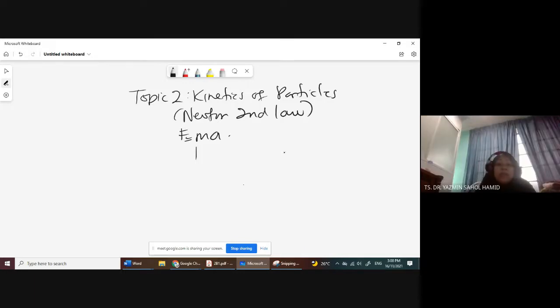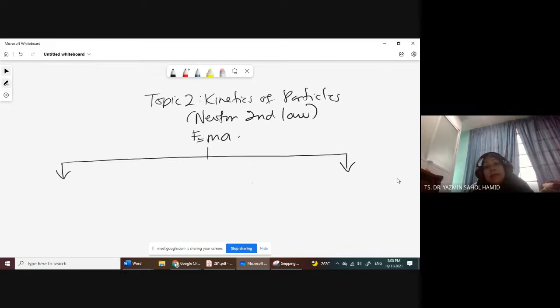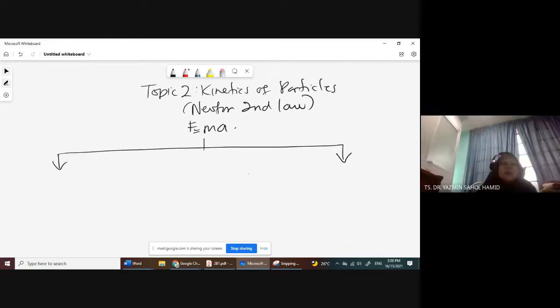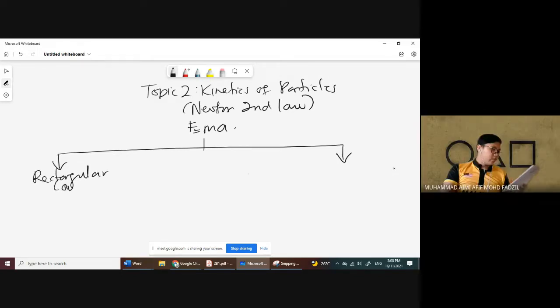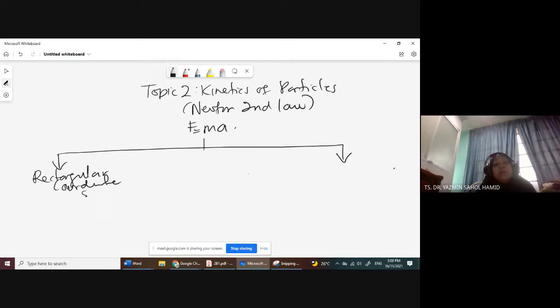And then what we learned is there are two different types of methods for solving kinetics of particles. Can you see my screen, guys? Yes. Okay, good. So basically, we have the rectangular coordinate system, and then we have the non-rectangular coordinate system.